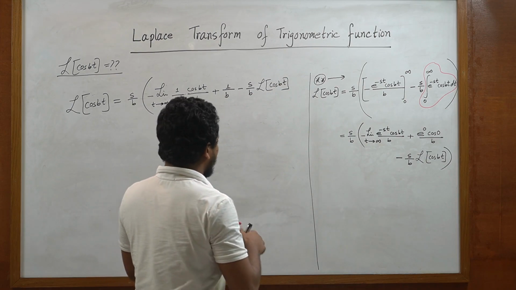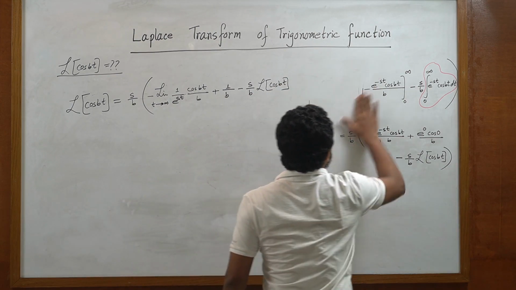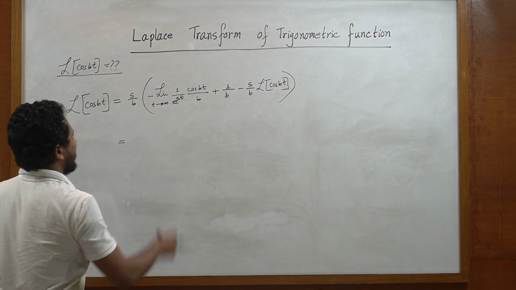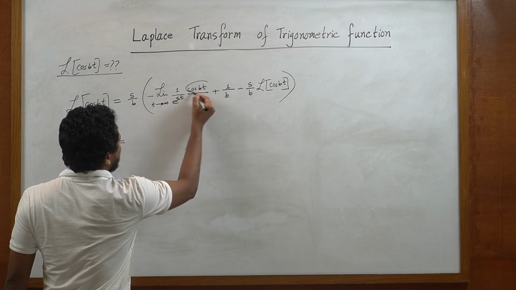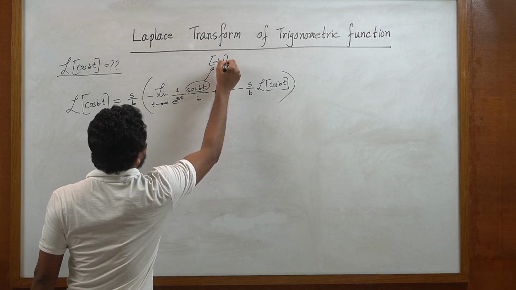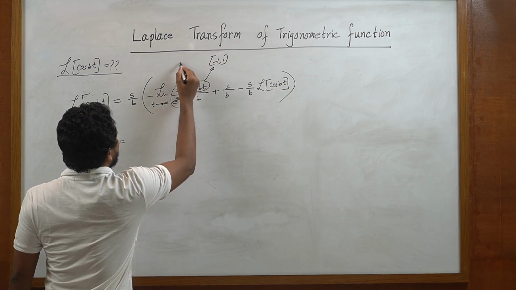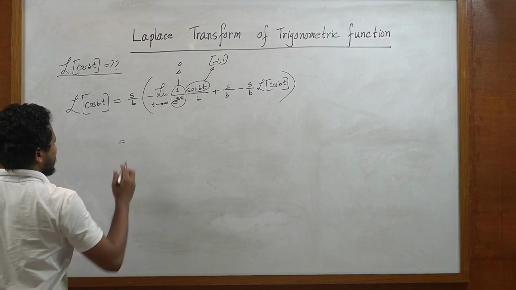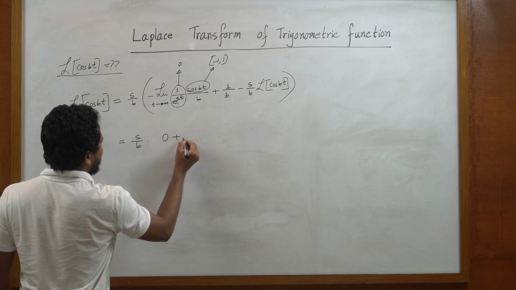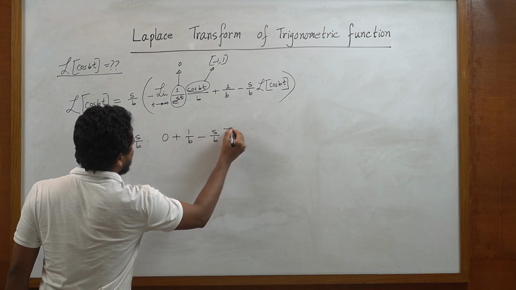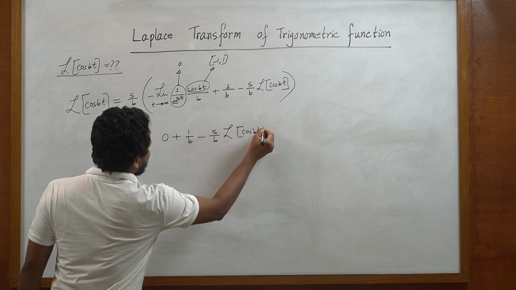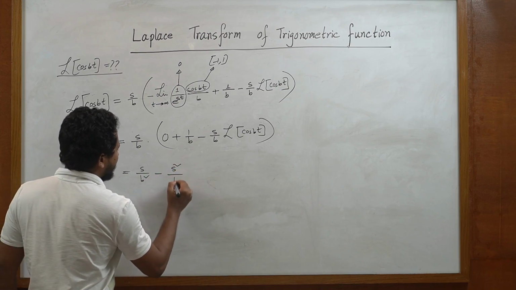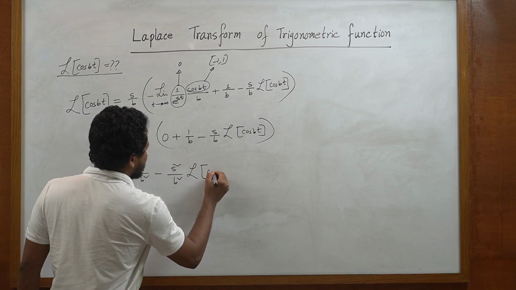Okay, now we can remove this part. Now take this limit: cos bt should be from minus 1 to plus 1 and this part will approach 0 because t tends to infinity. So 0 into minus 1 to plus 1 will produce 0. So 0 plus 1 by b minus s by b Laplace transform of cos bt. Okay, now we get s by b square minus s square by b square Laplace transform of cos bt.